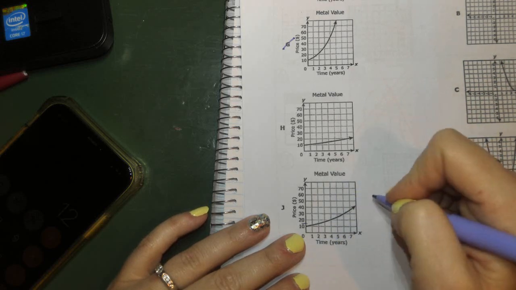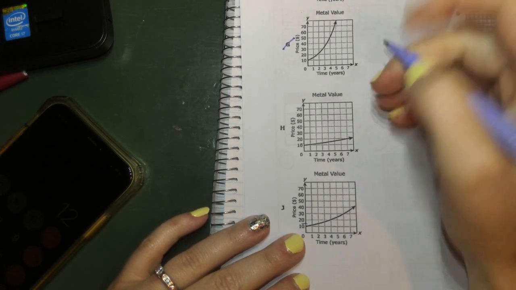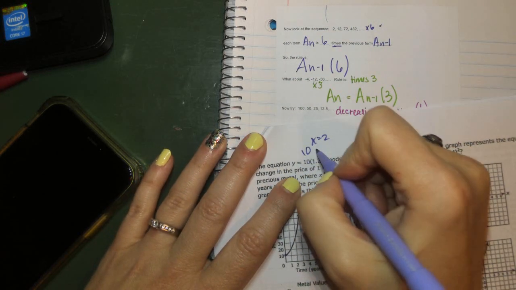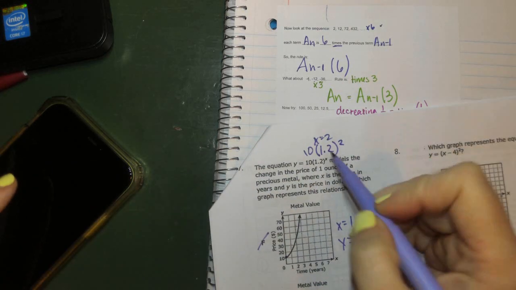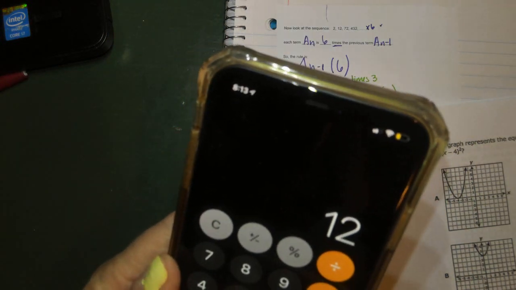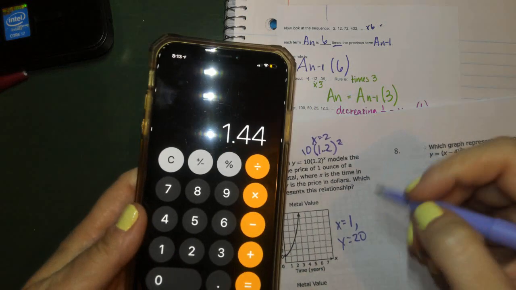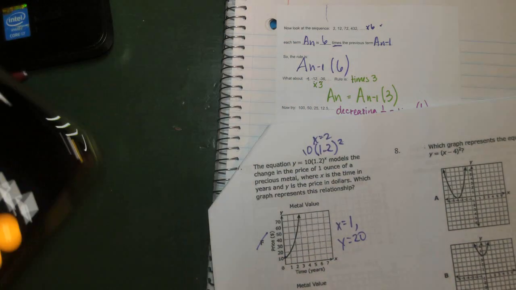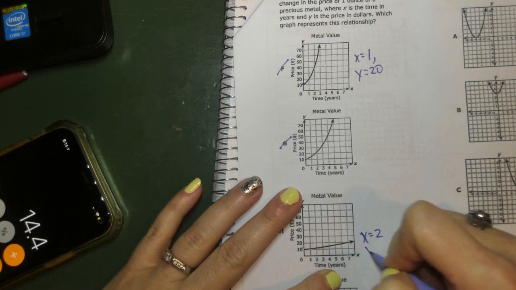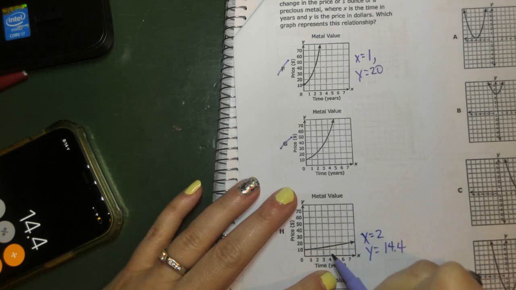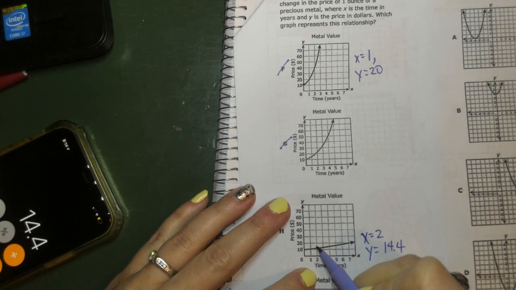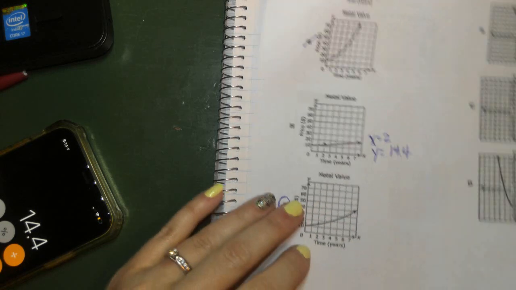When x is 2, what is the value of this equation? If my x equals 2, then it would be 10 times 1.2 to the second. Remember, PEMDAS told us we need to do 1.2 to the second first. That's 1.44 times 10, 14.4. So which of these is when x is 2, y is 14.4? This one is definitely not 14.4. It looks like J is going to be our answer.